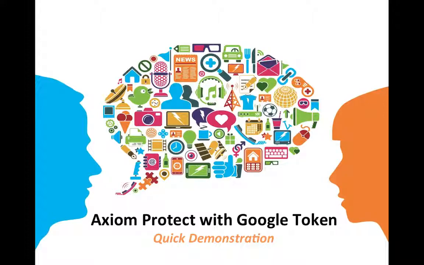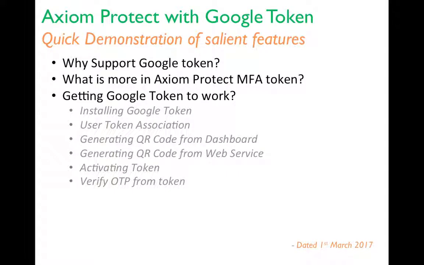So what we're going to do today is quickly go through Axiom Protect with Google token. Google has come up with what we call a second factor token, and that is what we have integrated with our Axiom Protect, our multi-factor authentication platform. We're going to quickly show you how Axiom works with Google.